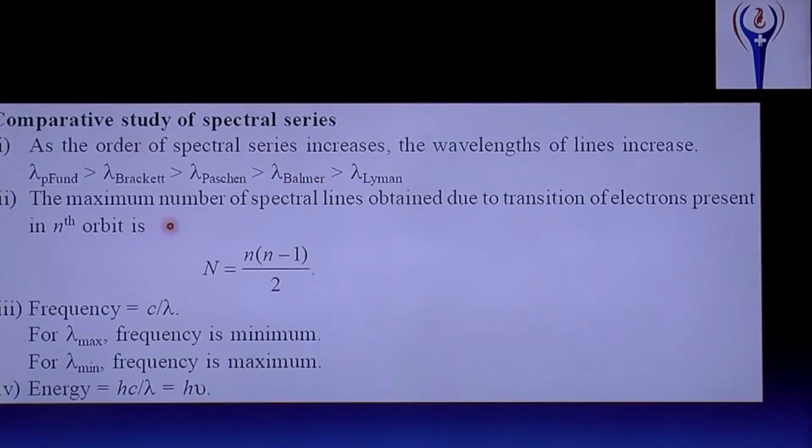And the maximum number of spectral lines obtained due to transition of electrons present in the nth orbit is n into n minus 1 by 2. And frequency nu equal to c by lambda. Then for lambda maximum, frequency is minimum. For lambda minimum, frequency is maximum. And energy E equal to hc by lambda, that is equal to h nu. This is a basic formula we know.